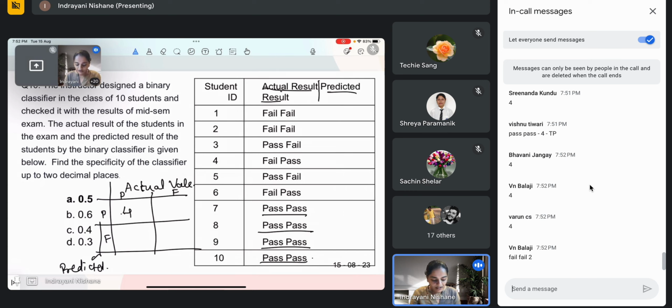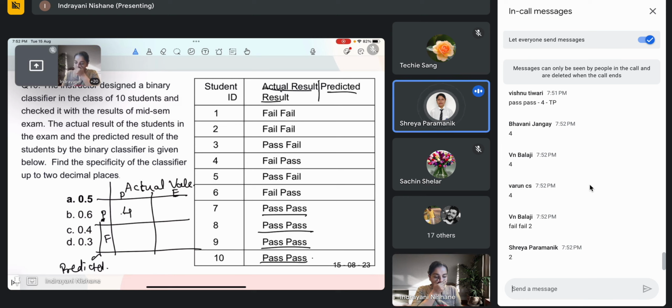Now tell me how many of the actual fail values are predicted as pass. Can you tell me how many fail are predicted as pass, Shreya? 2. Right, these two, 1 and 2. So 2. And how many pass are predicted as fail?